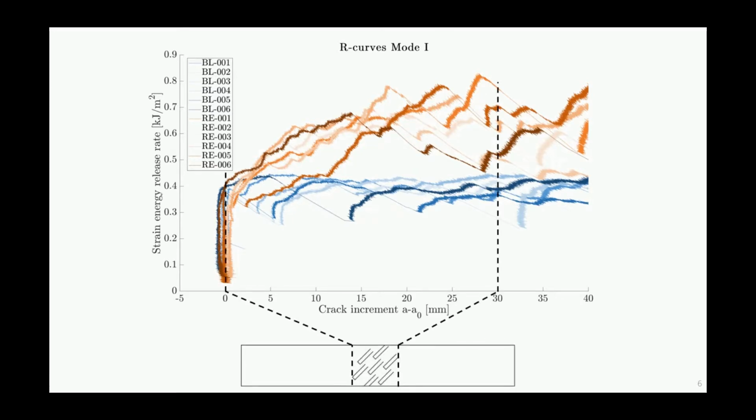Comparing this to the rough location of the tabs, we see that the toughness increased as the crack propagated through the reinforced region, and that in some cases the toughness remained high even when the crack tip had already passed outside of this region again.